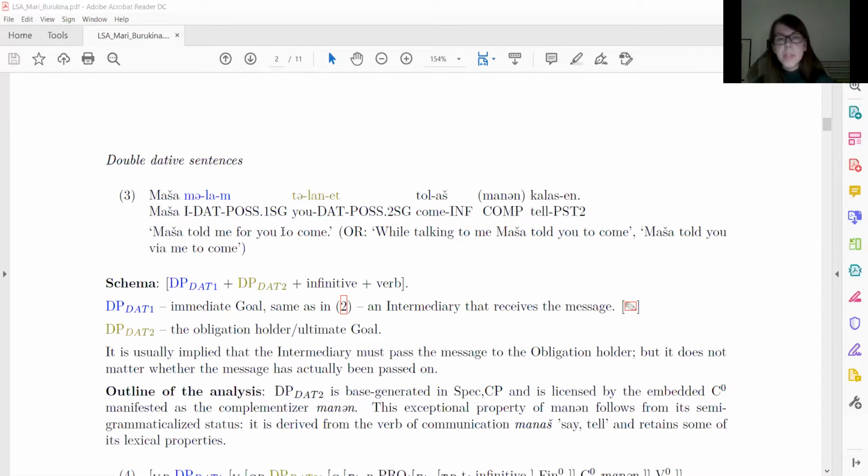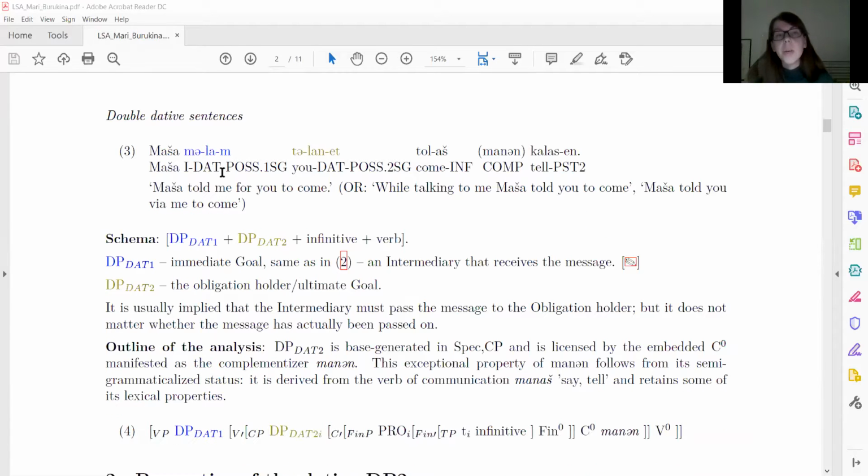And I propose that what we have here is actually this peculiar case where the first DP dative, the blue one, is just a matrix goal of communication, nothing peculiar about that one. But the second DP dative, the green one, is not an argument of the embedded predicate. It is not an argument of the main predicate, but instead it is base generated in spec CP, and it gets licensed by the embedded C head itself.